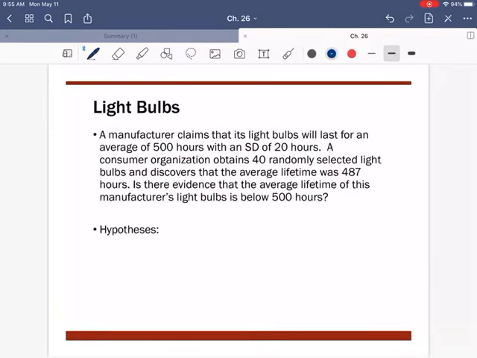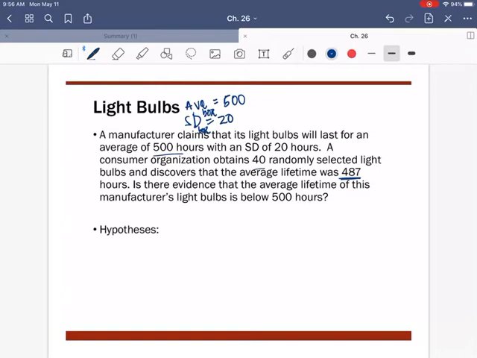Okay, let's look at this example again. So with light bulbs, the last two we looked at were percents. We're now going to look at an average. A manufacturer claims that its light bulbs will last for an average of 500 hours with a standard deviation of 20 hours. So average of 500, standard deviation of 20. So that's our box.